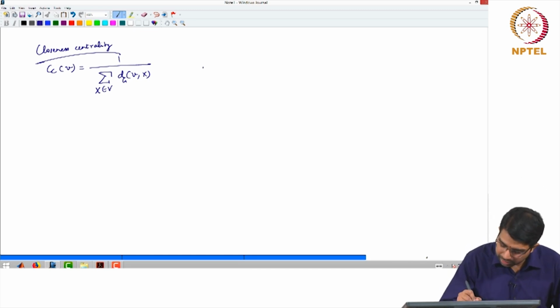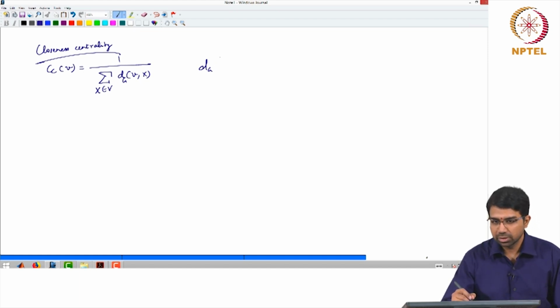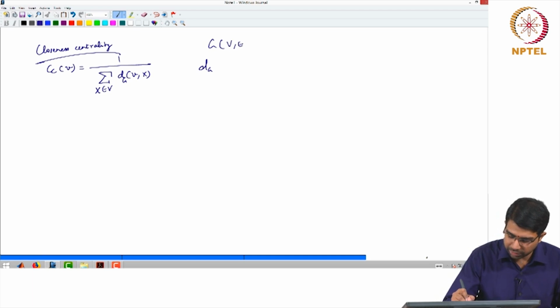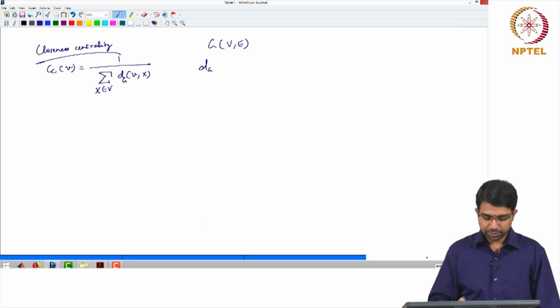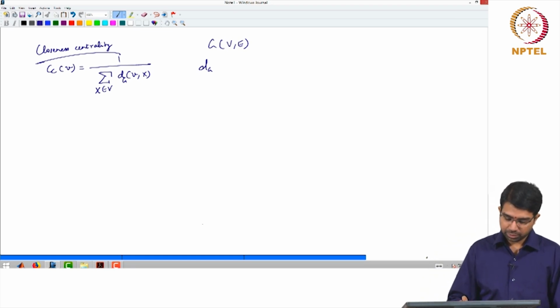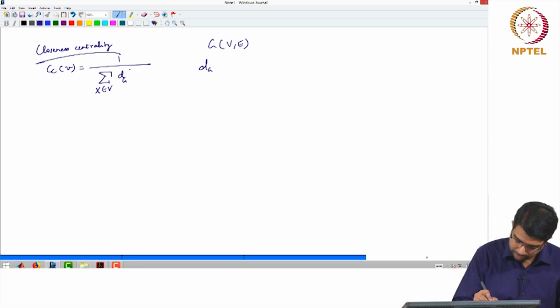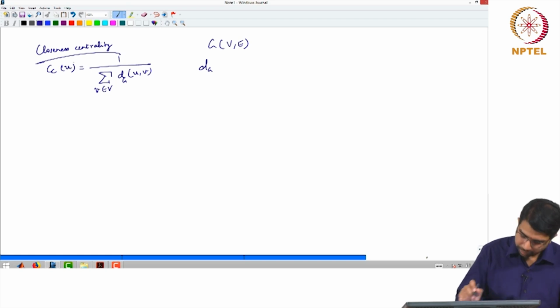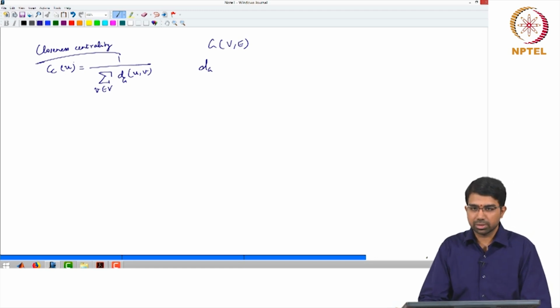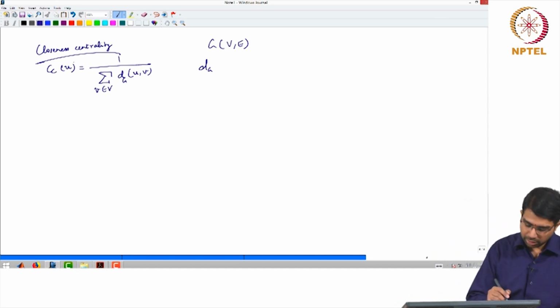So, dg is basically distance on the graph G. We always talk about the graph V comma E, where V is the set of vertices, or maybe I should call it dg. This would be a slightly better notation.